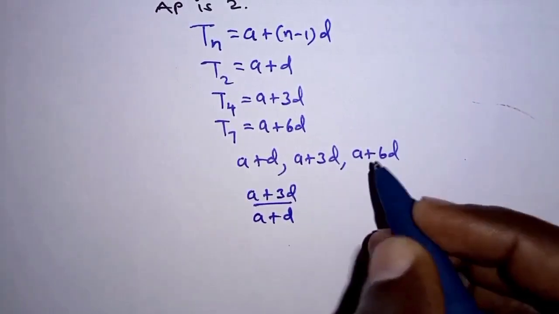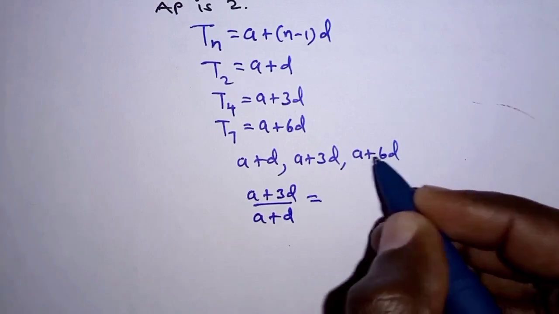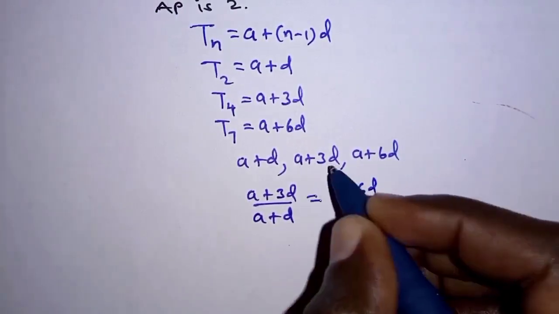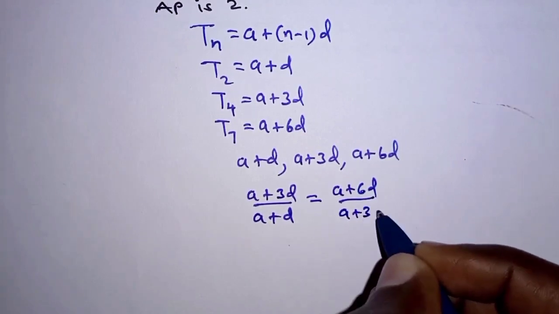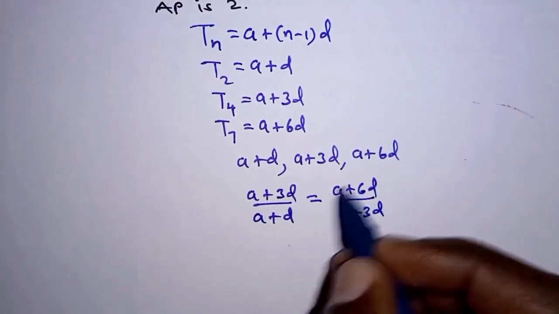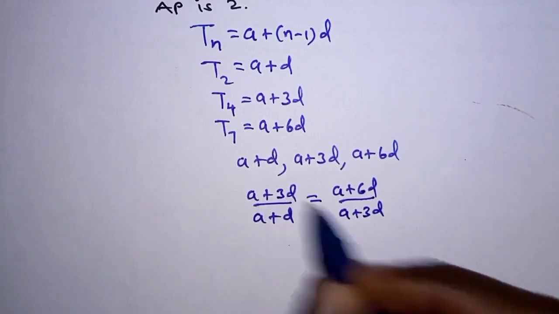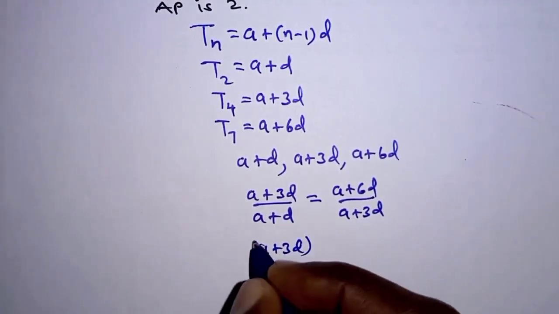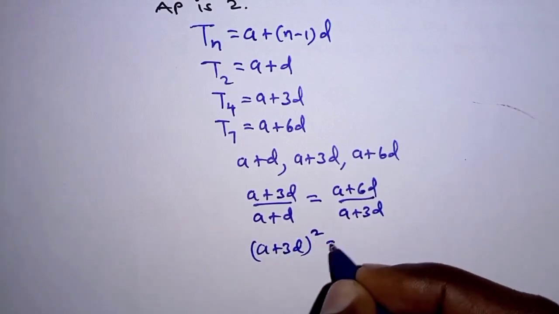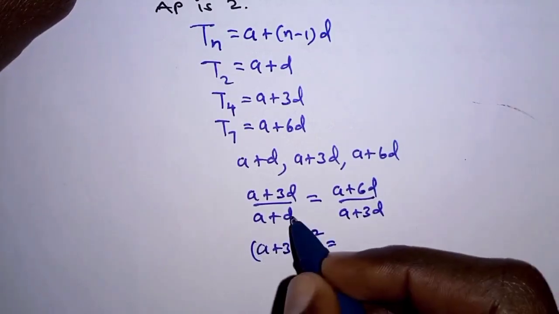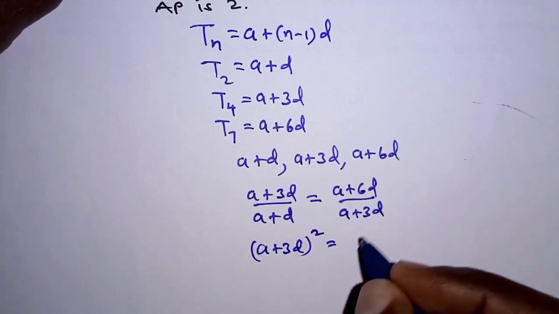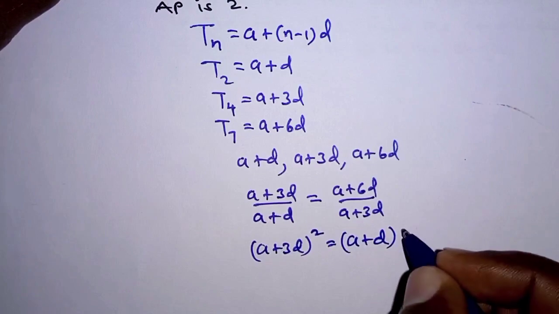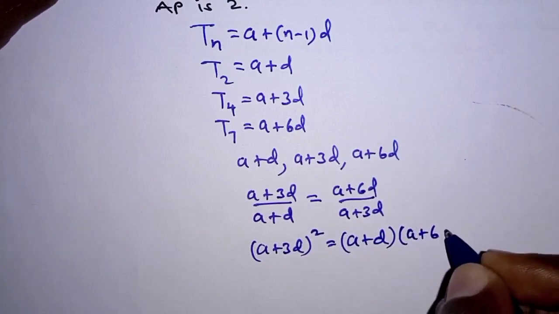Then for the second pair, we equate it to the one to the right, A + 6D, over the one to the left, A + 3D. So cross multiplying, we multiply A + 3D times A + 3D; we have that squared. And then on the right hand side, A + D times A + 6D.